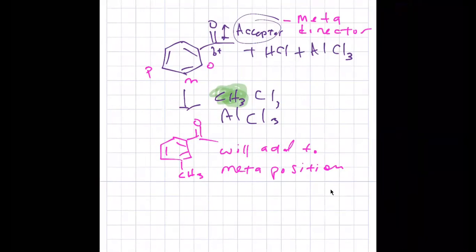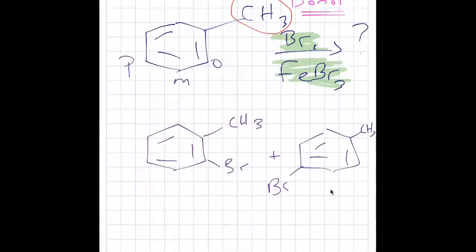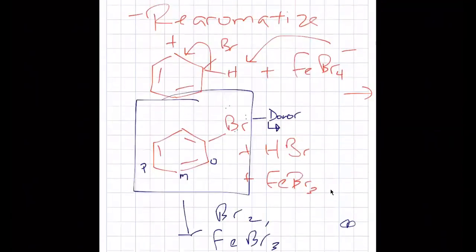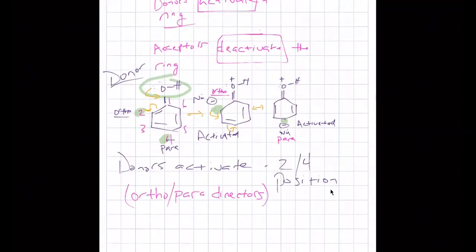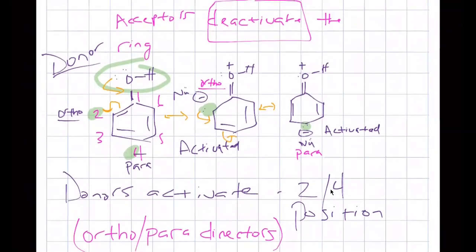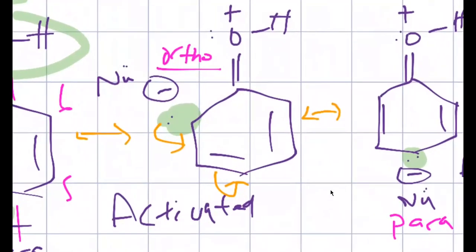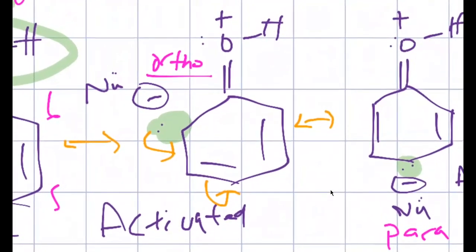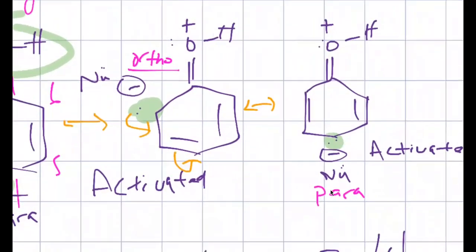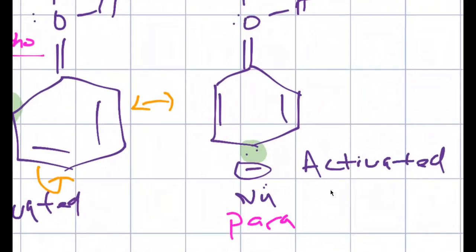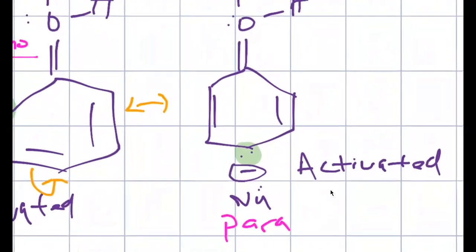Yeah. Again, if you look at the notes from Friday, we talked about why that's the case. Let me go back to it. So we talked about how if you put a donor on the ring through resonance, it's going to activate ortho and para, right? Because you can see in the ortho example in the middle, you got a pair of electrons at that ortho site. And then if you draw the next resonance form, you'll have a pair of electrons at the para site, right? So that's how donors activate the ring.